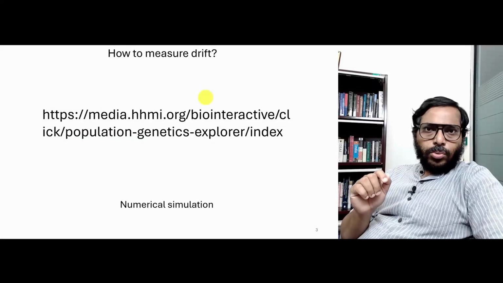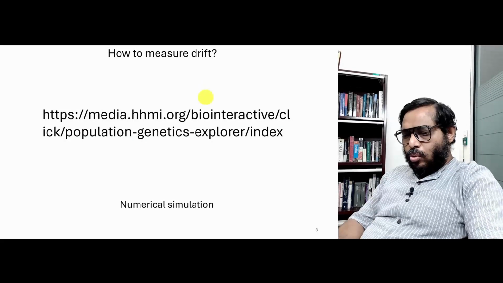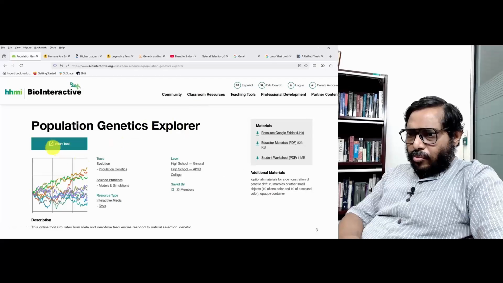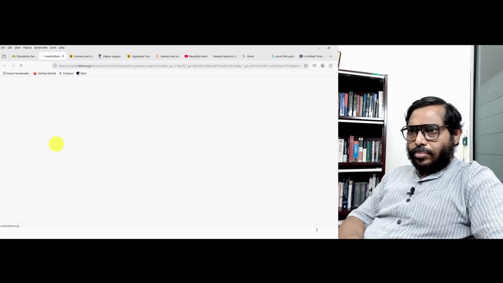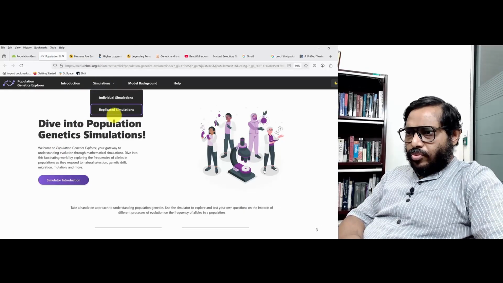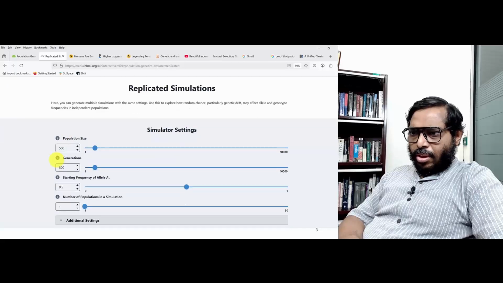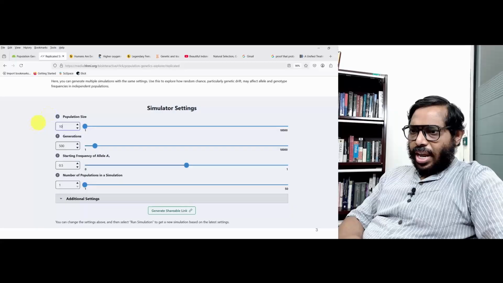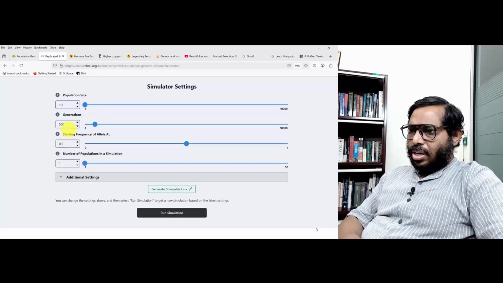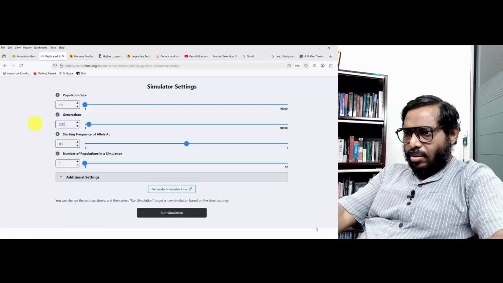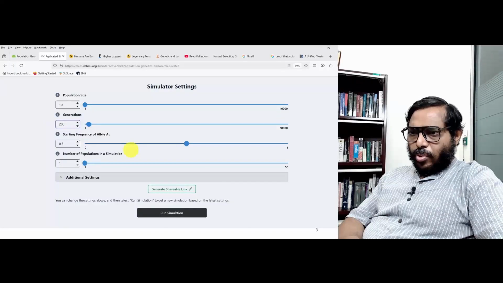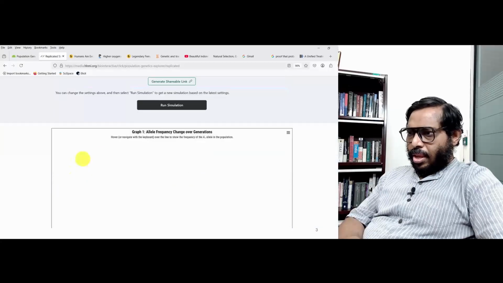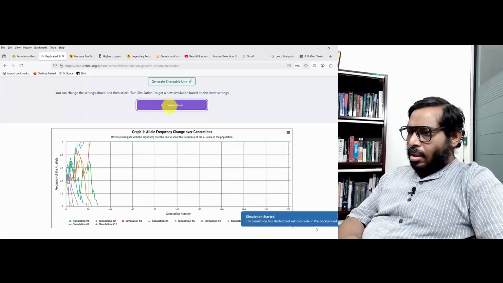So, in order to understand that, let us go to our favorite simulator. Here we are, and we say start tool, and simulations we go to replicated simulations. Since we are trying to study drift, we will reduce the population size. Let us say we have a population size of 10, and generations, we can make it 200, good enough. Starting allele frequency 0.5 is fine, and let us say we start with 10 populations, and we say run simulation. What do we see?